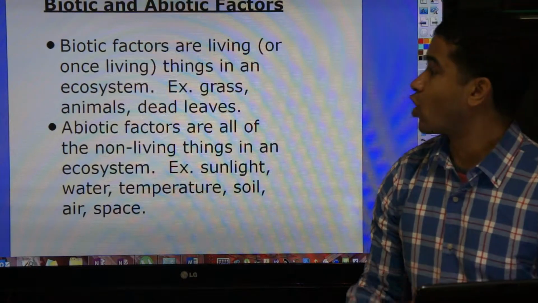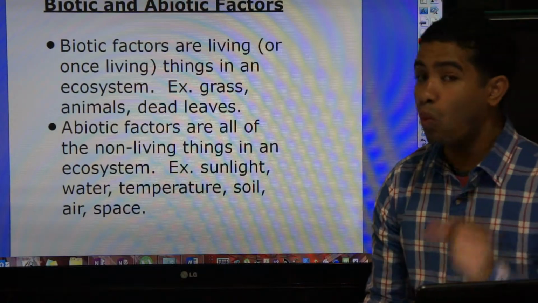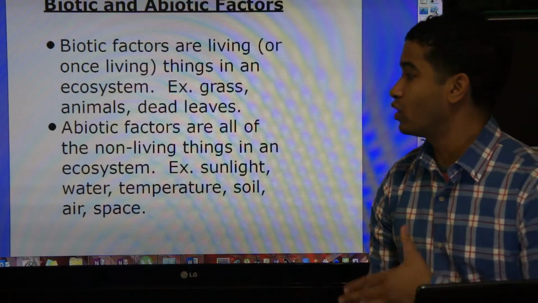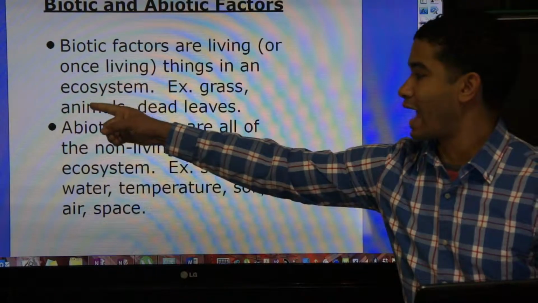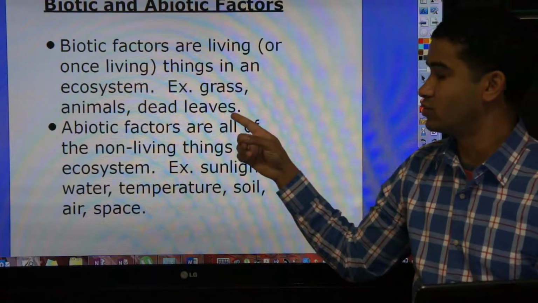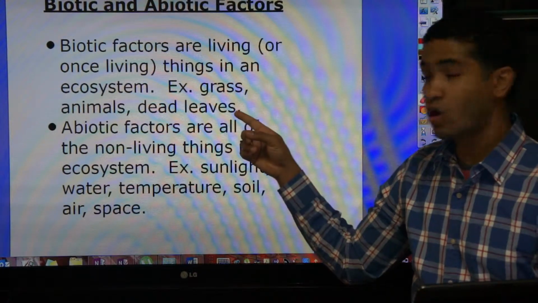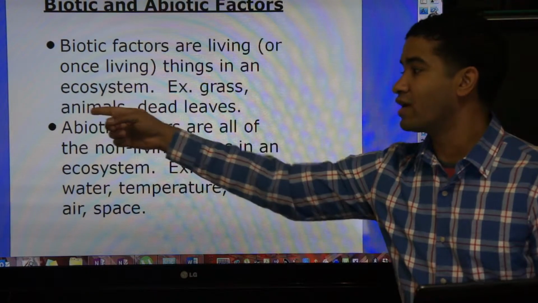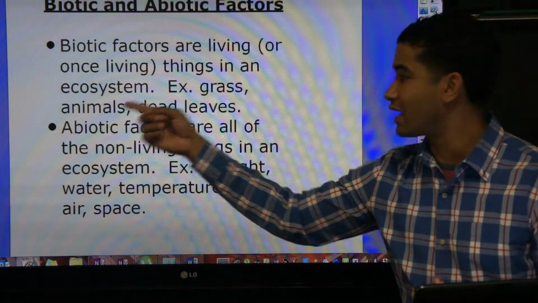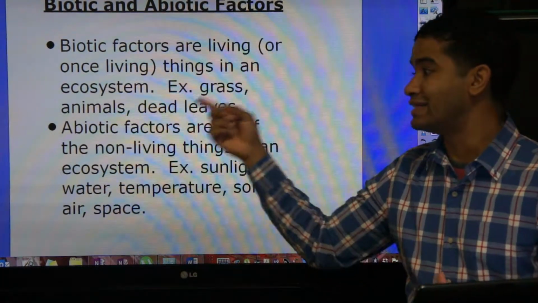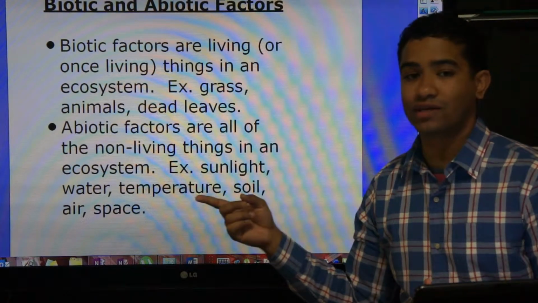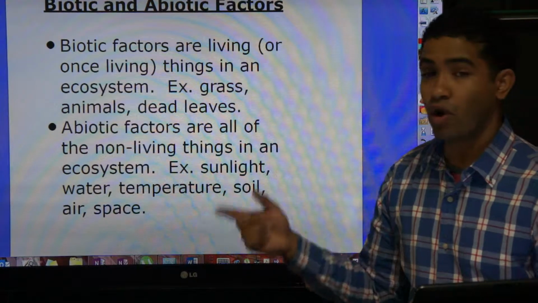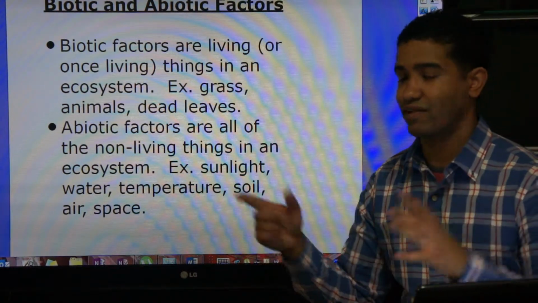Biotic factors are living or once living things in an ecosystem. So examples: grass, animals, and dead leaves. Okay, so leaves are a biotic factor, dead leaves are a biotic factor, dead animals are a biotic factor, and grass and dead grass are biotic factors. They are living or once living things that are part of an ecosystem, part of an environment.